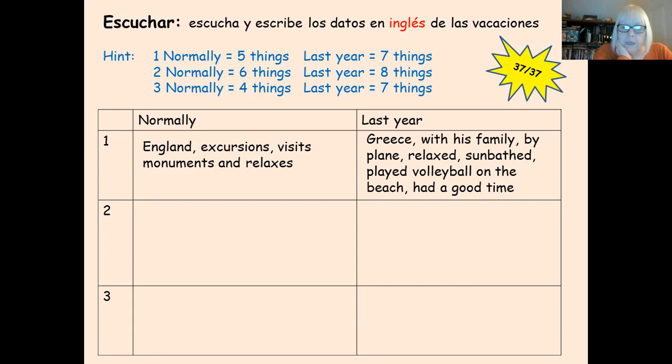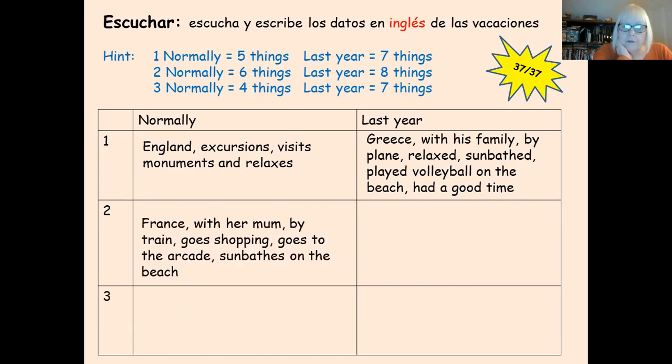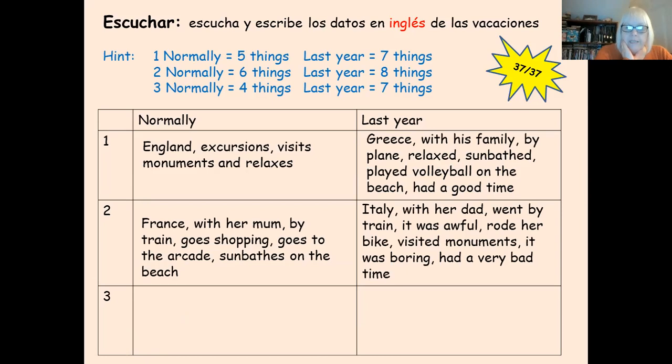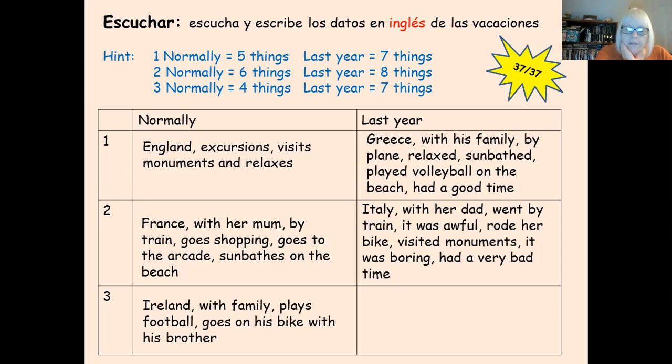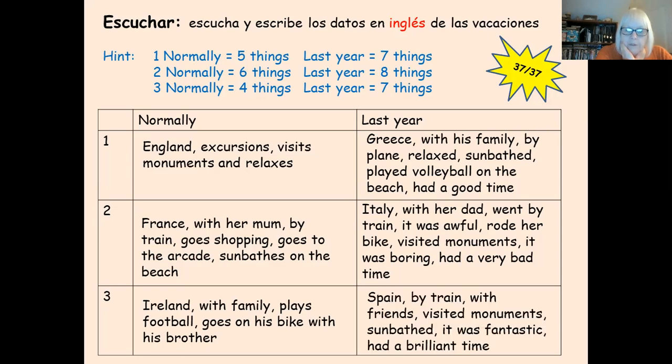That's really good. Second person normally goes to France with her mum by train, goes shopping, goes to the arcade and sunbathes on the beach. But last year went to Italy with her dad, went by train. It was awful, apparently. Rode her bike, visited monuments. It was boring and had a very bad time. And then the third person normally goes to Ireland with their family, plays football, goes on his bike with his brother. But last year he went to Spain by train with friends, visited monuments, and sunbathed. It was fantastic and had a brilliant time.